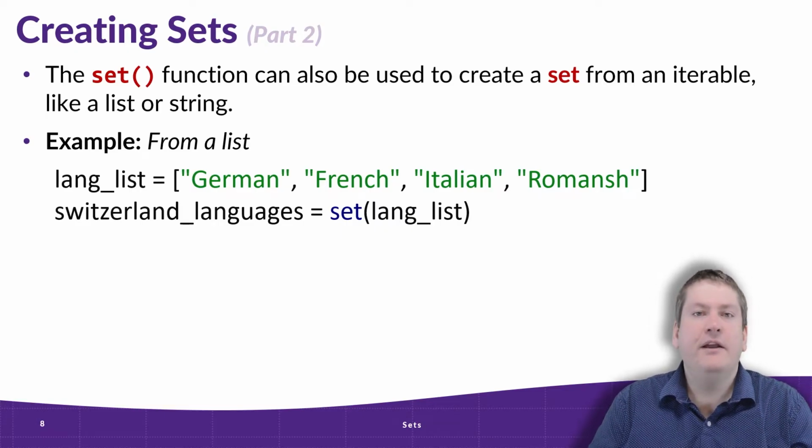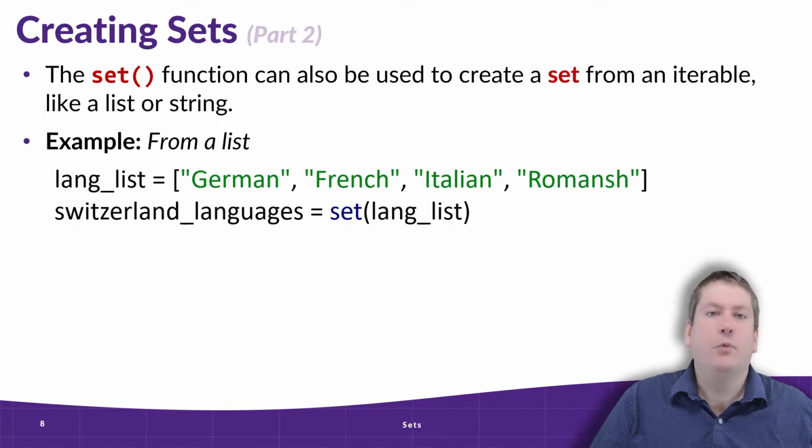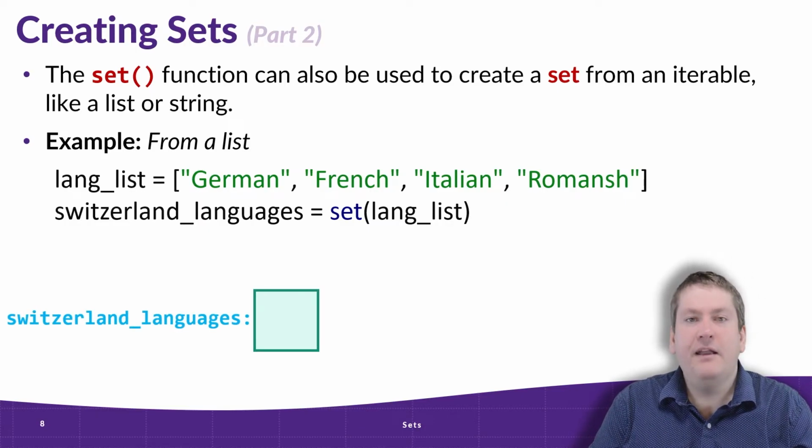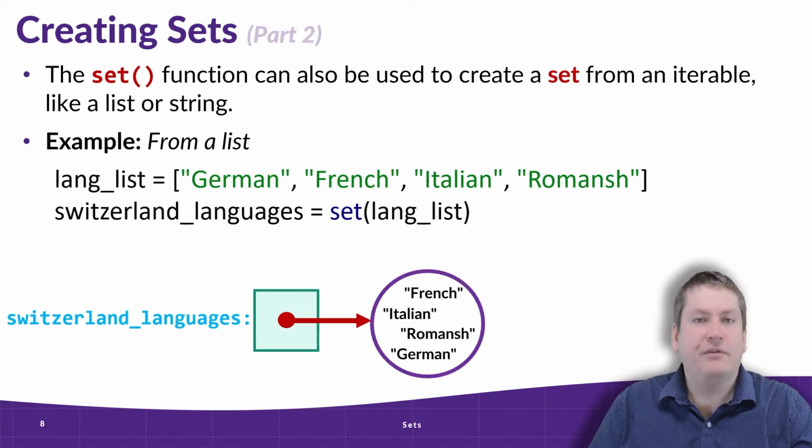One important thing to note here is that if there were any duplicate values in the list, like if we had French twice, then it would be removed in the conversion to a set. By removed, I mean it would remove all the duplicate copies, so we'd only have one copy of French. So what this looks like in the computer's memory is that we're creating a new reference to a new object in the computer's memory that stores the values in the set.